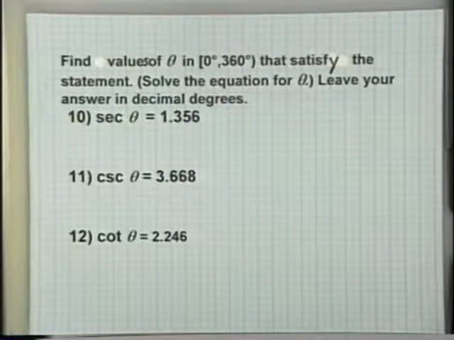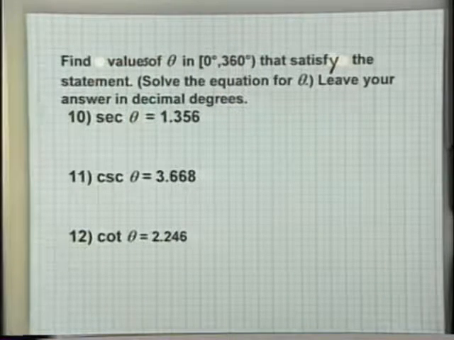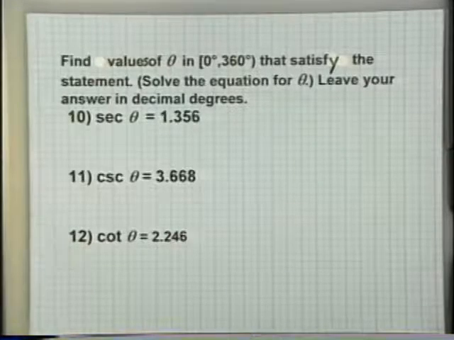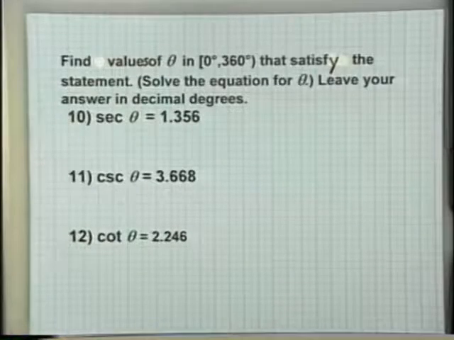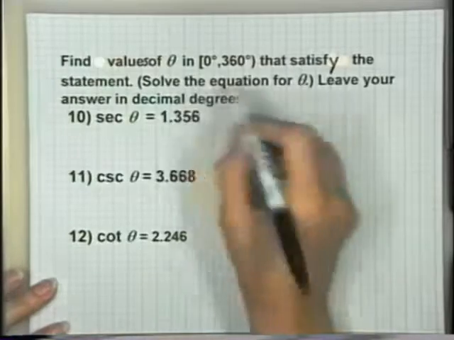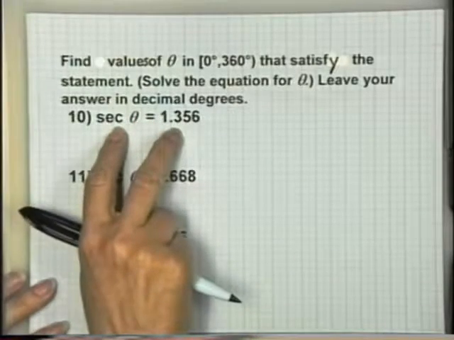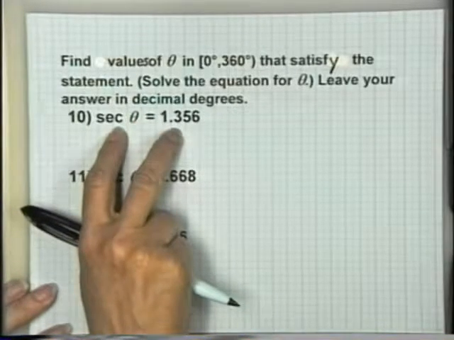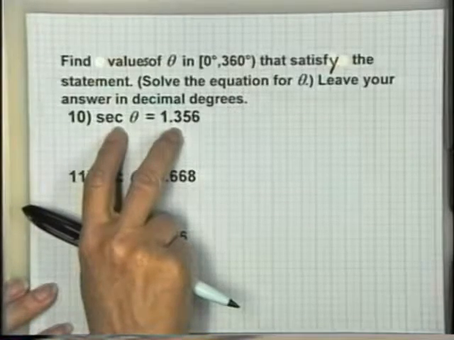Now let's work some problems that involve the reciprocal functions of cosecant, secant, and cotangent. We are to find values of theta between 0 degrees and 360 degrees that satisfy the statement. Once again, another way to say this, since this is an equation, would be to solve the equation. Leave your answer in degrees, in decimal degrees.